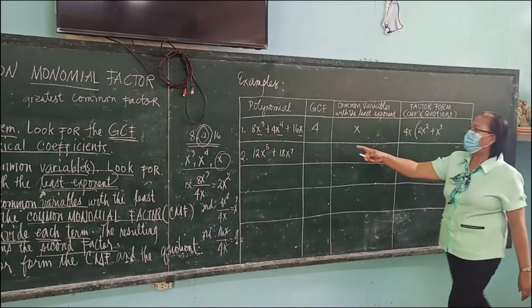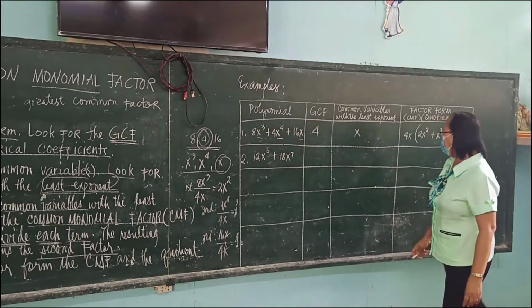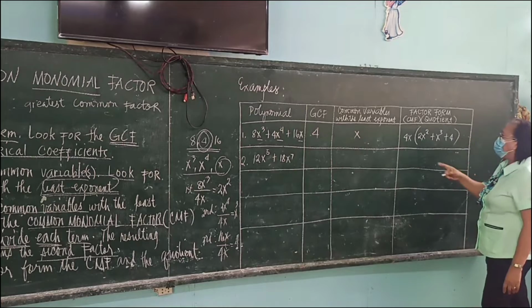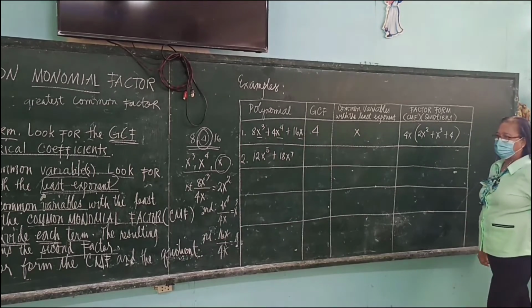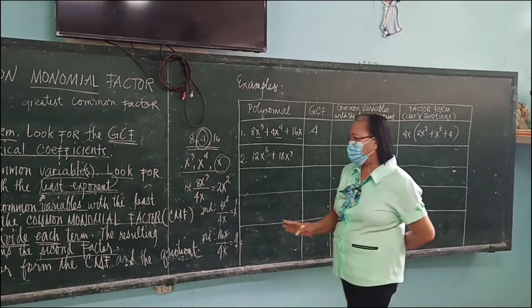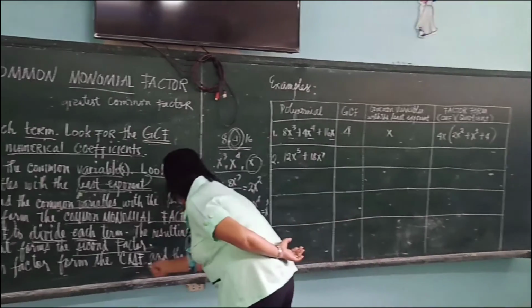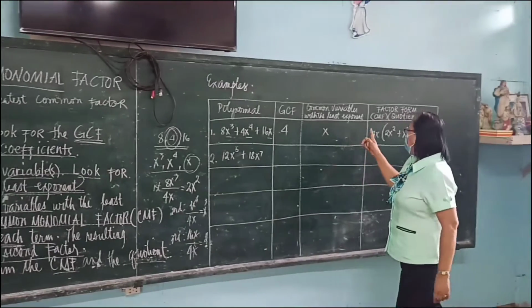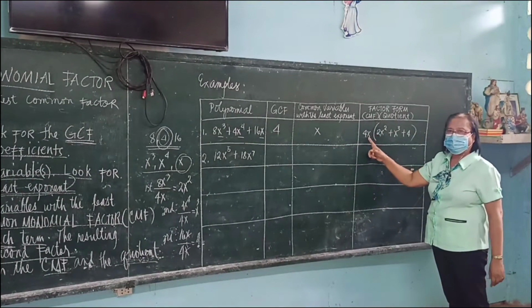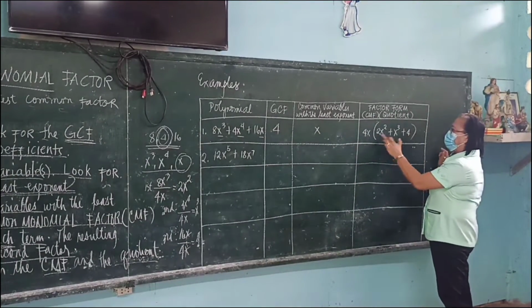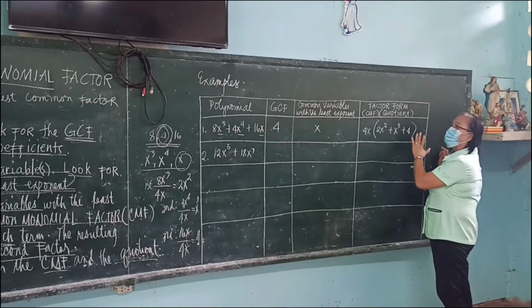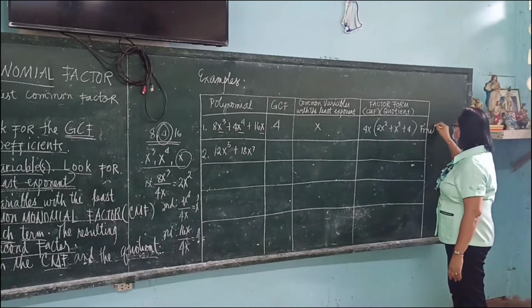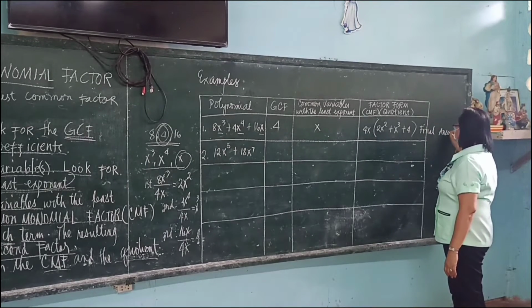Since the sign of the last term is positive, your sign is also positive. So, this is now the final answer. You have to express it in factored form: the GCF and the quotient. The common monomial factor is 4x. The quotient now is 2x squared plus x cubed plus 4. This is now your final answer. Did you understand?